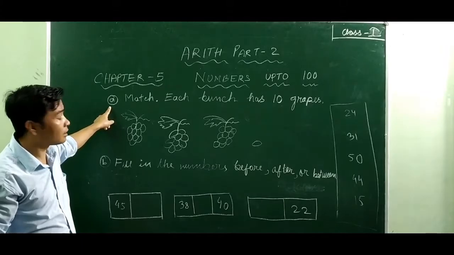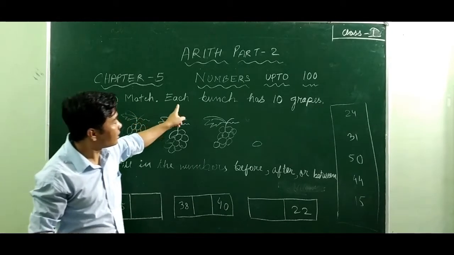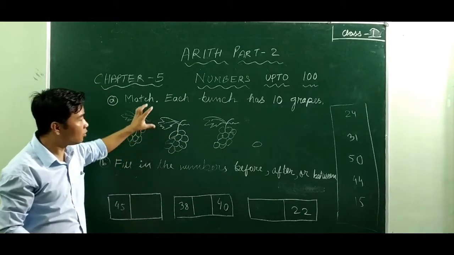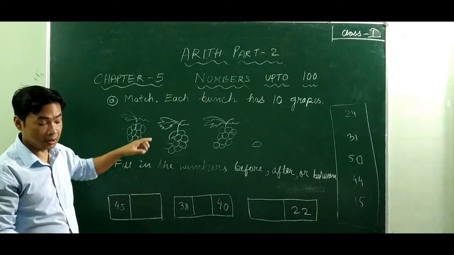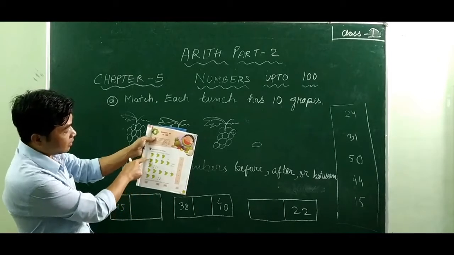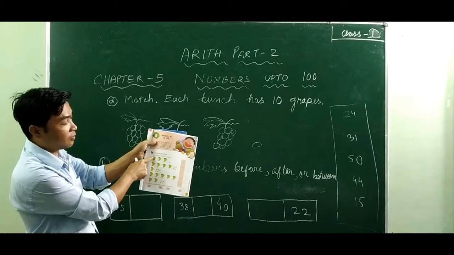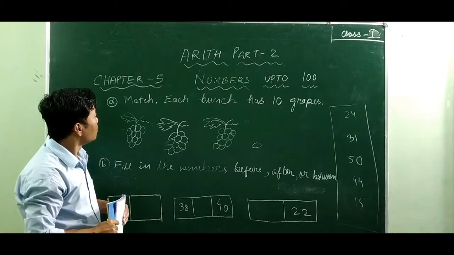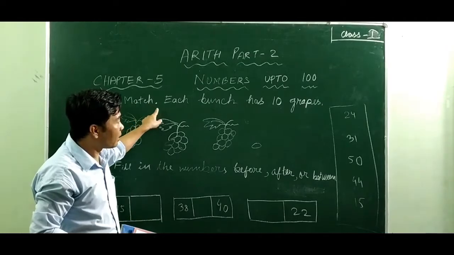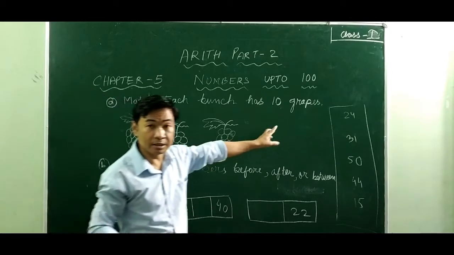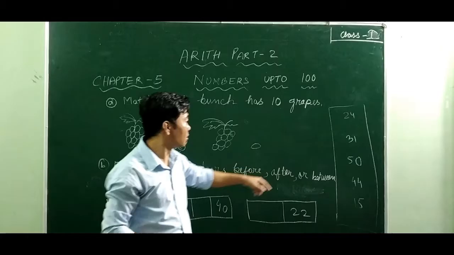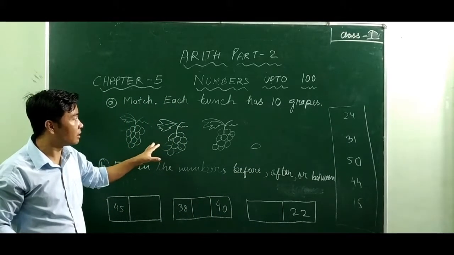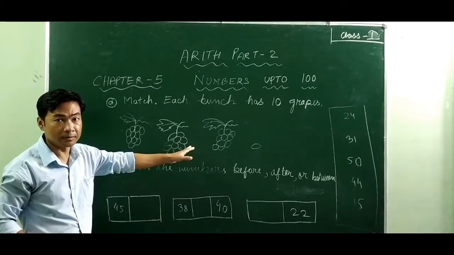The first question is A: match. Each bunch has 10 grapes. I have made one drawing here, but in the book, there are many diagrams, 1, 2, 3, 4, 5. One I have written here. So what will you do? You have to match the correct numbers from this list. You have to select the number. Now, you need to count how many grapes are there in these three bunches of grapes.